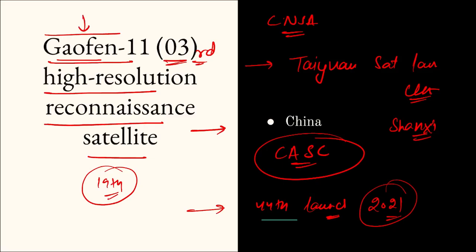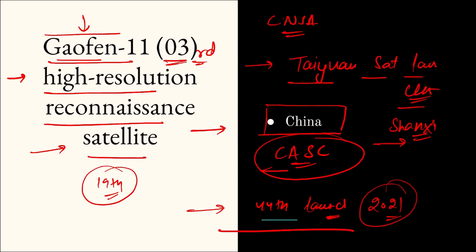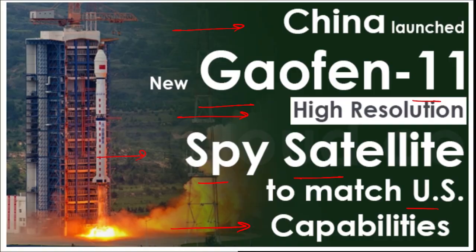Coming back, Gaofen 11 was the third edition of this high resolution reconnaissance satellite launched by CASC, the China Aerospace Science and Technology Corporation. The country is China, launched from the Taiyuan Satellite Launch Center in the northern part of Shanxi province, and this was the 44th launch of China in the year 2021. Mark this, very important. Another thing is that they launched a high resolution spy satellite along with this Gaofen 11 that will match the United States' capabilities, their hardware and software.